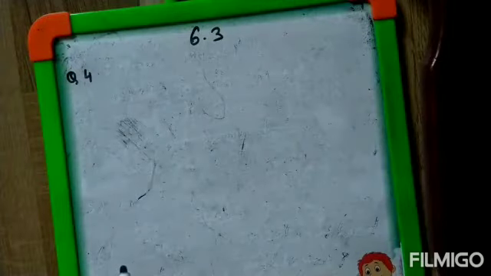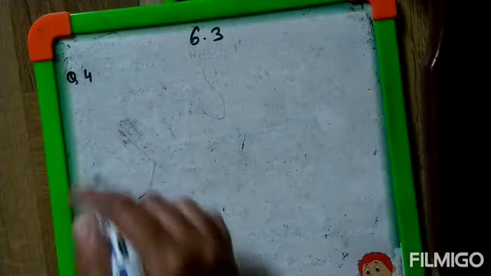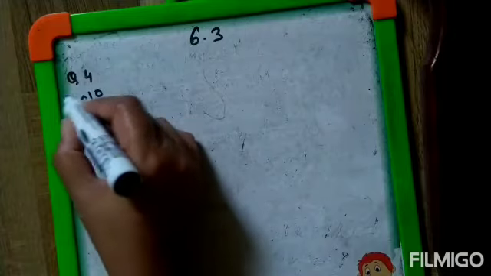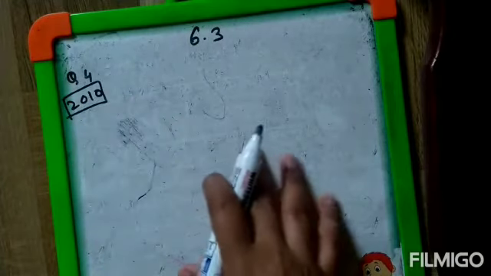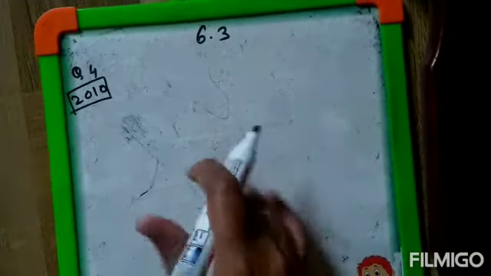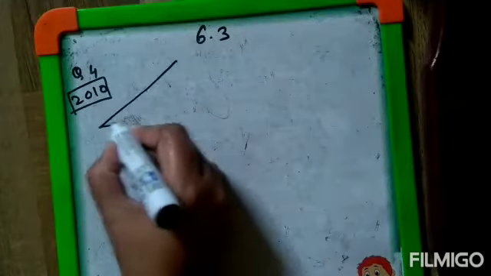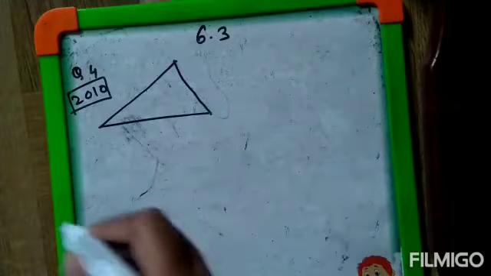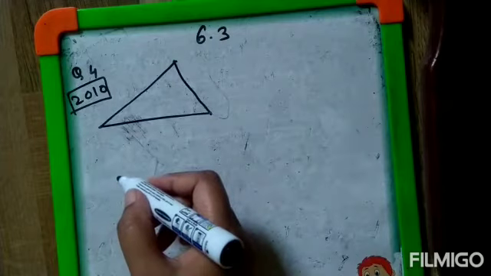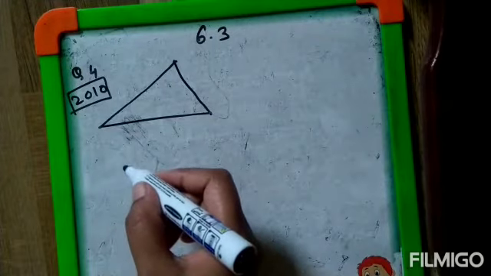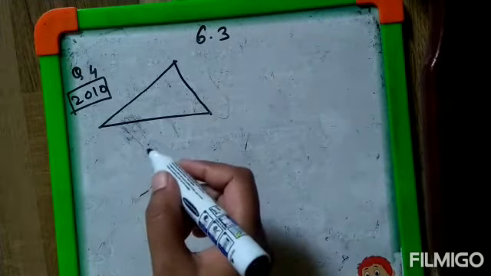Question number 4 from exercise 6.3. This question was also asked in the board exam 2010. Let's see what the sum is. In the given figure, QR upon QS is equal to QT upon PR and angle 1 equals angle 2.